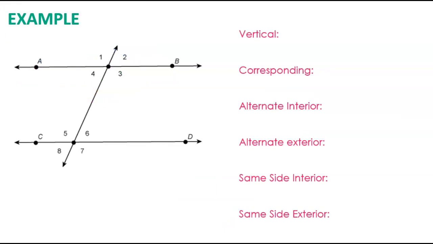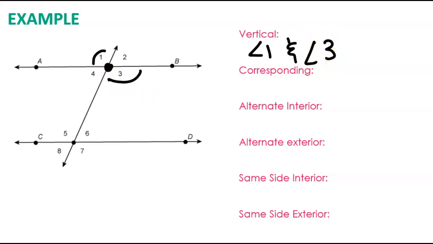Okay, let's label some of these. Let's practice them. So vertical, those have to be at the same intersection and they're opposite of each other. So that would be like angle 1 and angle 3, or angle 2 and angle 4. They have to be at the same intersection.